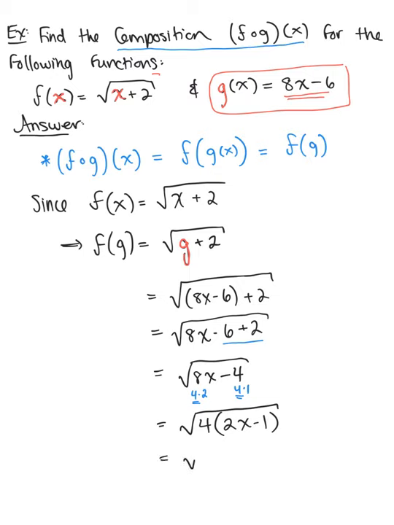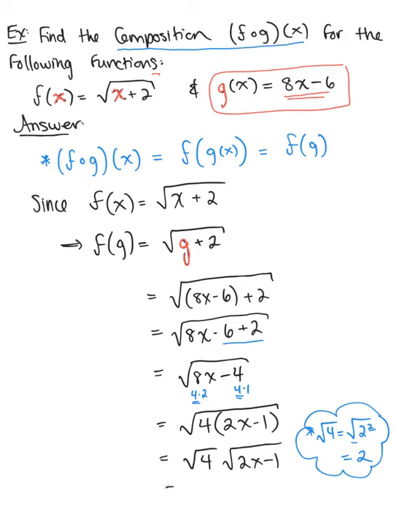And by the properties of radicals, we can rewrite this as the product of two square roots: the square root of 4 multiplied by the square root of 2x minus 1. Since 4 is a perfect square, we recall that the square root of 4 is the same thing as the square root of 2 squared. So the square and the square root cancel each other out, leaving 2. So we are left here with a beautiful final answer, 2 times the square root of 2x minus 1. And that is the composition of functions f of g of x.